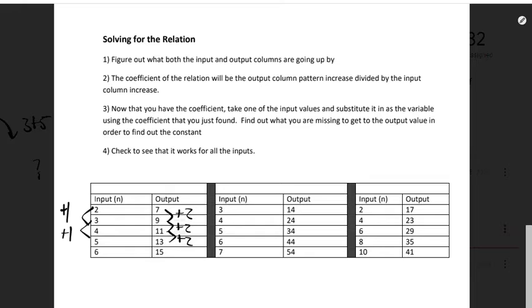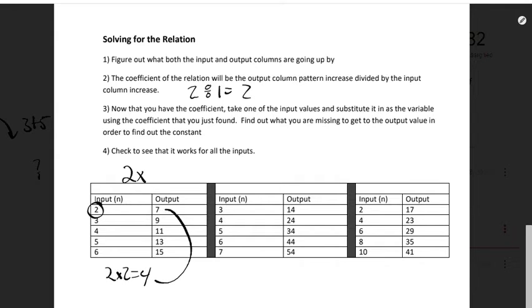The next thing says, and it gets a little wordy in here, the coefficient of the relation will be the output column pattern increase divided by the input column increase. What they're just saying is take the output increase and divide it by the input increase. And that to me means that I'm going to have a rule of 2x and then something, and I'm not sure what that something is. So what I do is I substitute the value in. Let's try 2 here. 2 times 2 is 4. How did I get to 7? I added on 3.